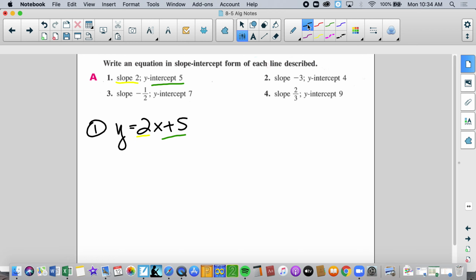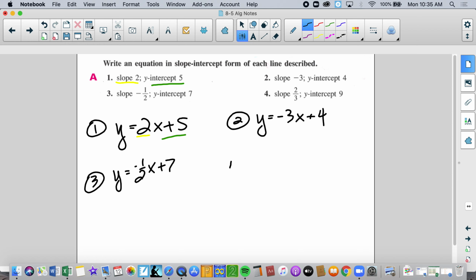Restart the video. Good. Number 2 would be y equals -3x plus 4. Number 3 is going to be y equals -1/2 x plus 7. And number 4 is going to be y equals 2/3 x plus 9. So those are the three additional answers.